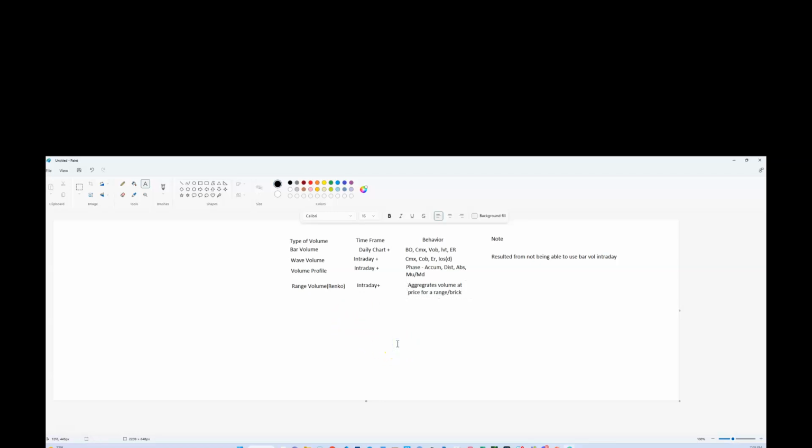This is really good also. It has the same behaviors: accumulation, reaccumulation, distribution, all that, absorption. It has that same thing, but it aggregates the prices according to a range, like 1 point. All right, not just every tick or every 5 ticks, but 1 point, 2 point, 3 point, and it's controlled by you. You define it.